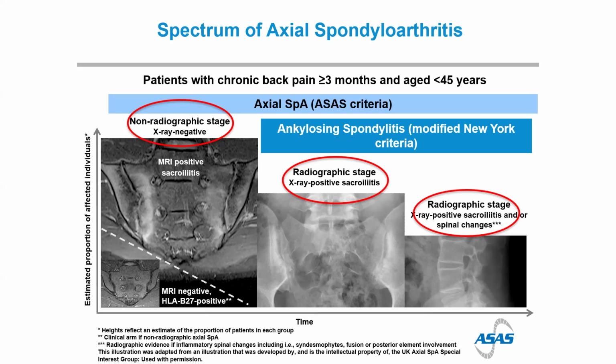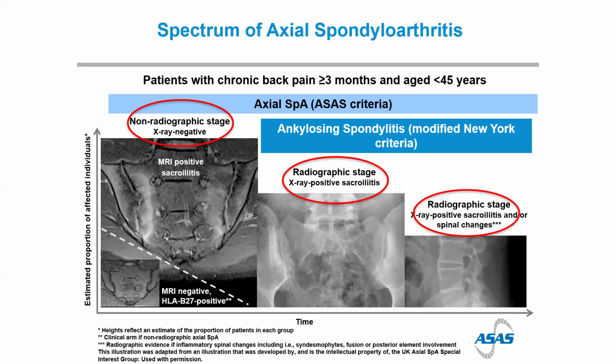And the spectrum includes patients on the left-hand side of the slide who may have a normal X-ray of their sacroiliac joints showing no joint space narrowing or irregularity of the joint. And on MRI scan may light up because inflammation is present in the bone adjacent to the sacroiliac joints. Or in the very lower left, an MRI negative patient, that is someone who doesn't have evidence of inflammation in the spine or SI joints, but happens to be HLA-B27 gene marker positive and has other features of spondyloarthritis.